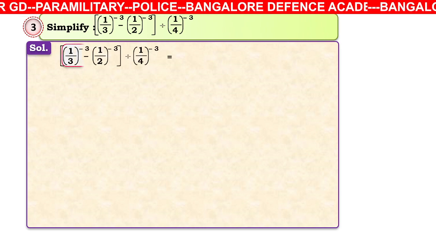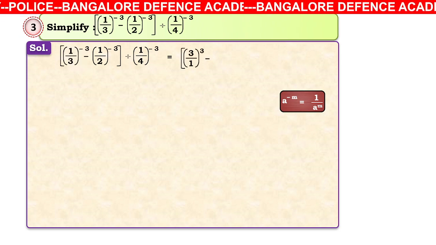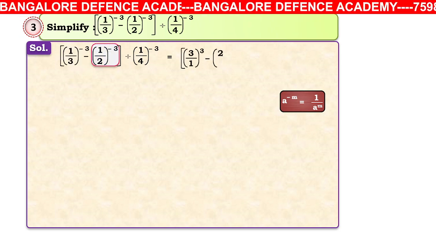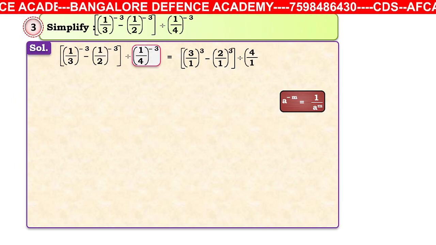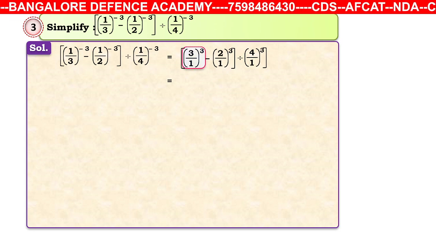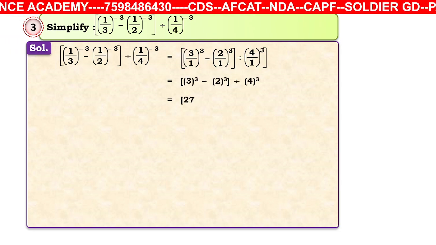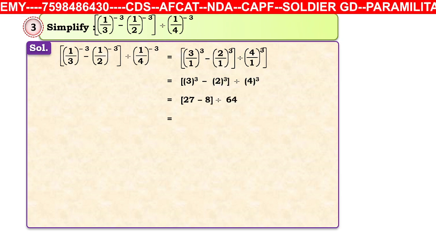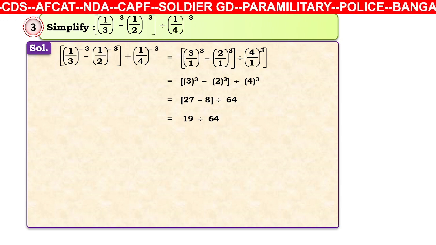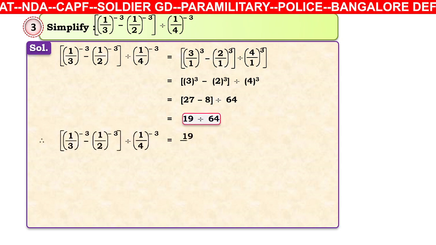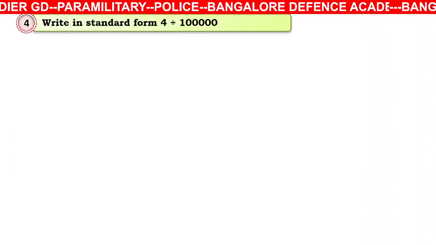Next, you can see the big bracket here now. This can be written as 3 to the power of 3. Okay, the second one can be written as 2 to the power of 3. And then you have division, and this can be written as 4 to the power of 3. Now solving the bracket, 3 to the power of 3 is nothing but 27, and this is 8. Okay, so 27 minus 8 divided by 64. So 27 minus 8 gives me 19. So 19 divided by 64, that is the answer for this, 19 by 64.